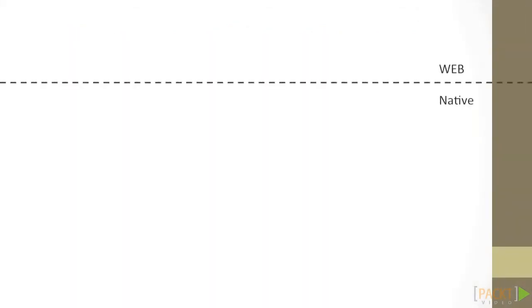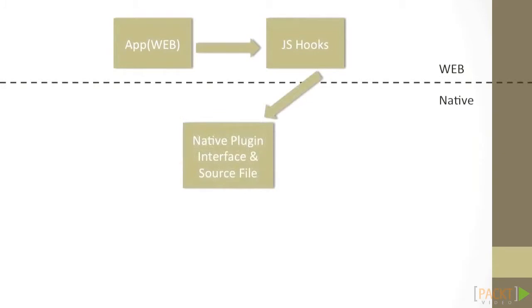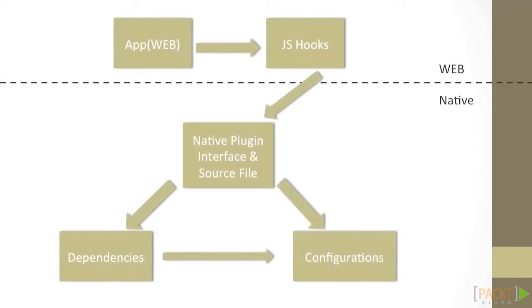It's good for us to understand the structure of a Phonegap plugin. In general, a Phonegap plugin contains a web part and a native part. The web part includes our application logic, which calls the JavaScript hooks. The JavaScript hooks then call the corresponding Phonegap plugin interface. It's a part of the Phonegap plugin source files. The native source files may depend on other native packages, and both the plugin source file and dependencies may require app configurations such as app permissions.